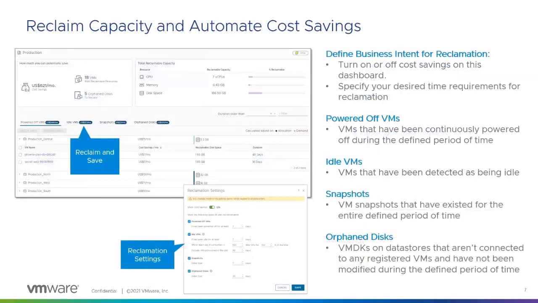And then the last thing here is we're talking about reclaiming capacity to save both capacity and save money. So there's quite a few different ways of reclaiming capacity. You can look for powered off virtual machines, idle virtual machines, snapshots, and orphan disks. So the system automatically looks at all of those and identifies them and tells you which virtual machines you can go and do some reclamation on.